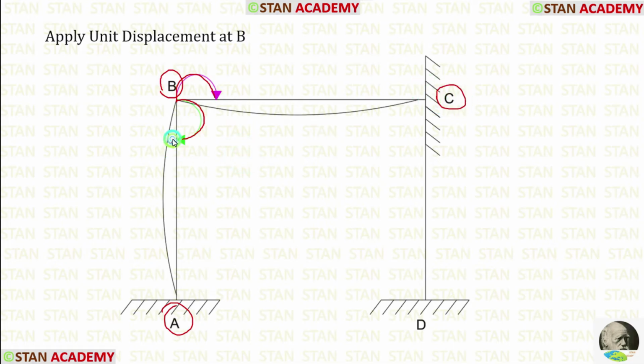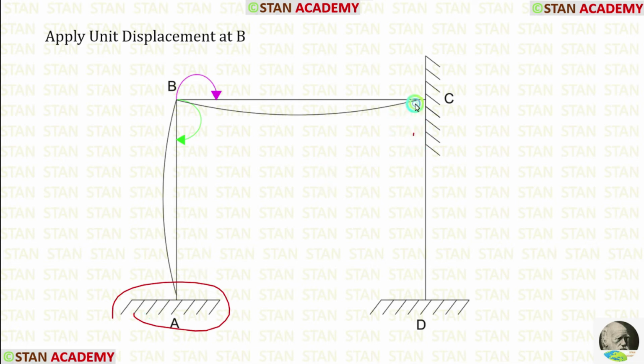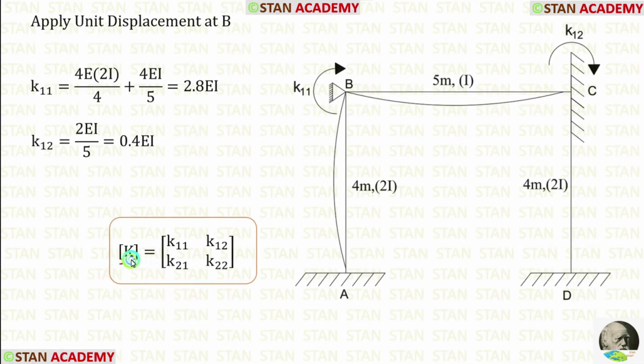Then we have to see the direction of these arrows. This arrow indicates on the left side, so the curve comes on the left side. This arrow indicates downwards, so the curve comes below the span. In the fixed supports, there will be no slope, so we have to give some gap between the curve and the fixed supports. In the stiffness matrix, now we are going to find K11 and K12.